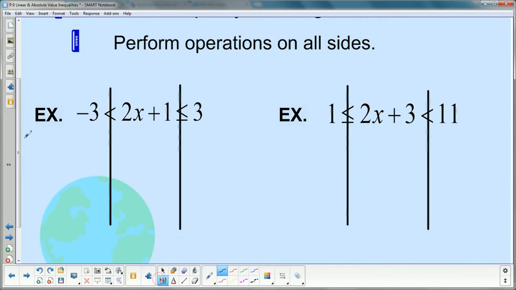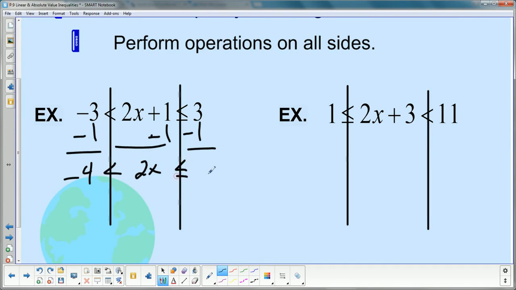We also have what are called compound OR inequalities that would actually be written as two separate inequalities with the statement OR in between them. To start here, we're going to subtract 1, but remember we need to perform operations on all sides, so I'm going to subtract 1 from all three sections, which is going to leave me with negative 4 is less than just 2x now, and is less than or equal to 2. Again, I'm dividing by 2, and I need to do that on all sides.